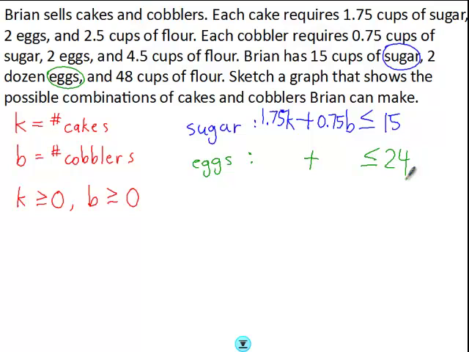Okay, he uses 2 eggs for every cake. So that's 0, 2, 4. Okay, so we're just counting by 2. 2 times the number of cakes, and 2 for each cobbler. That's going to be 2B.